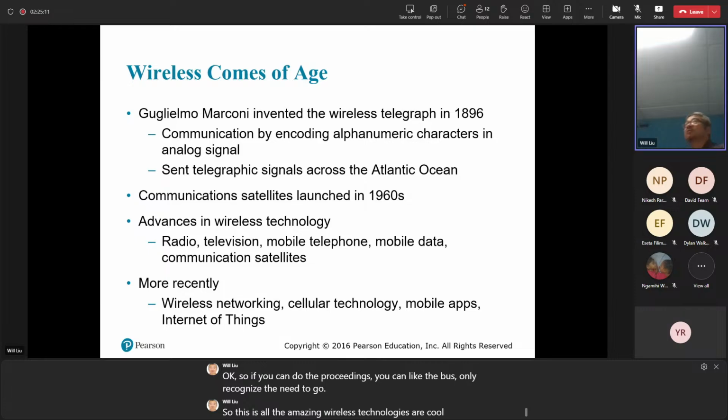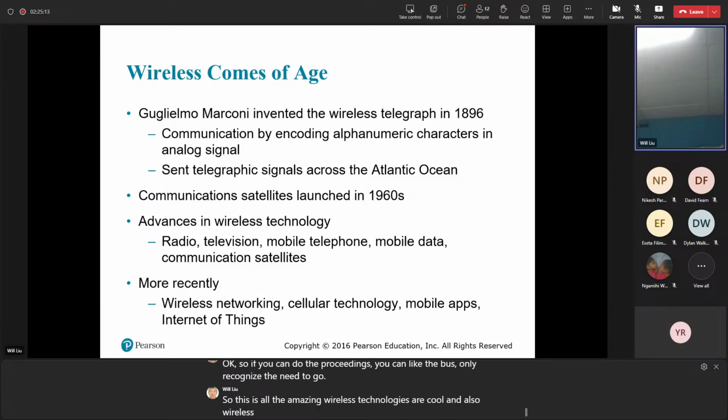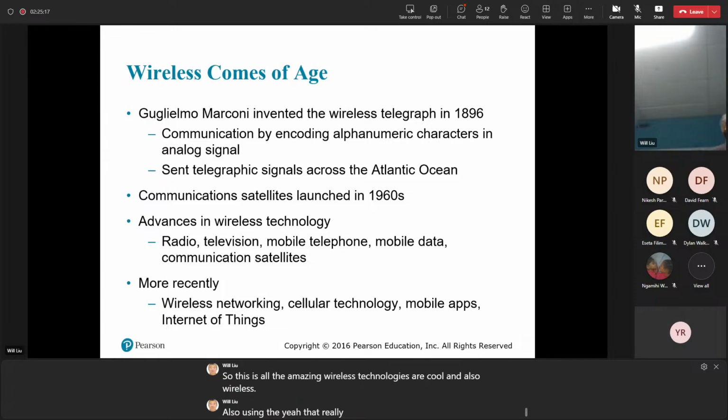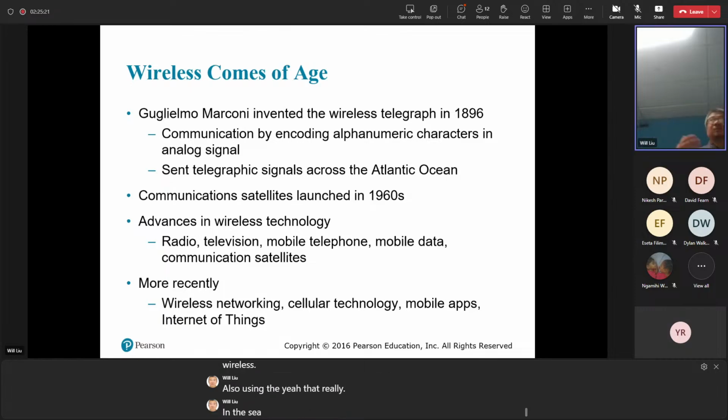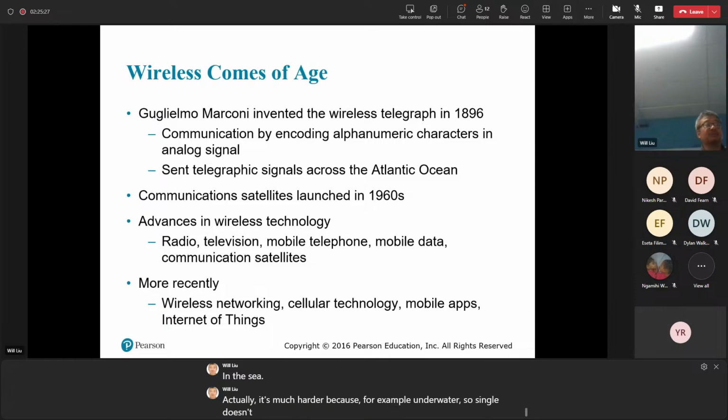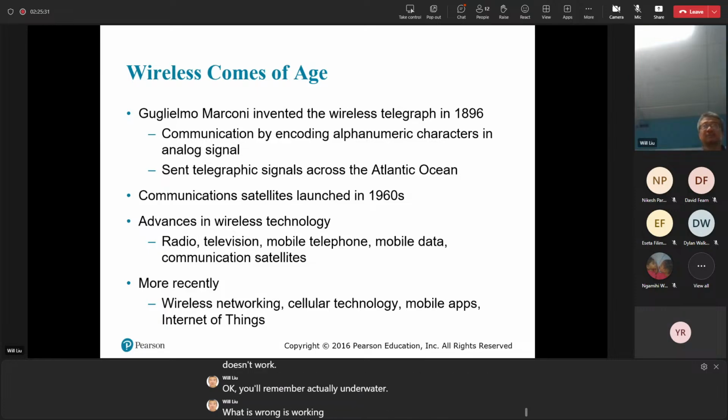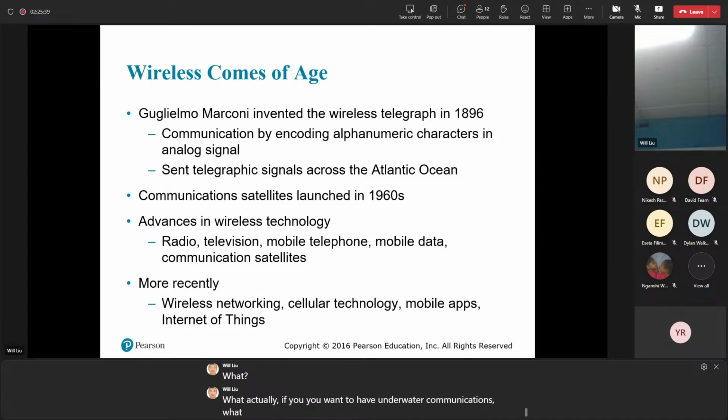They are cool, and wireless can also be used in the sea. Don't forget, wireless in the sea is actually more challenging because, for example, underwater, the signal doesn't work. Do you remember what signal actually works underwater? If you want to have underwater communication, what is the technology?